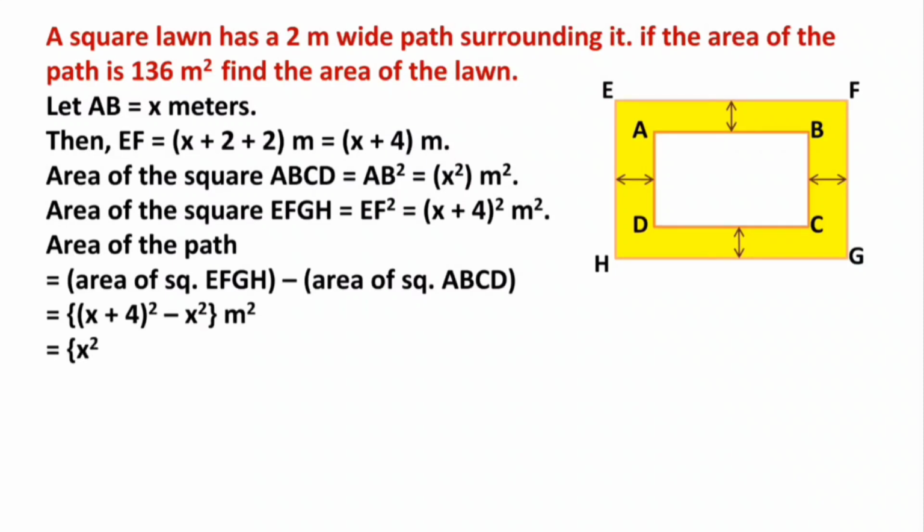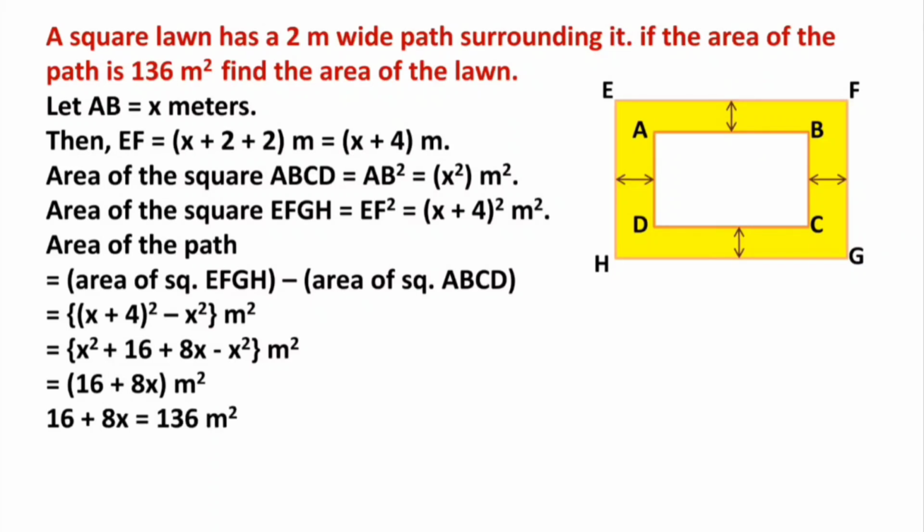Using the BODMAS rule, we solve the internal bracket first. Here, as per the identity, (a plus b) whole square is equal to a square plus 2ab plus b square. These things we discussed previously. The link is given in the description box. Here, (x plus 4) square is equal to x square plus 16 plus 8x, minus x square, is equal to 16 plus 8x meter square.